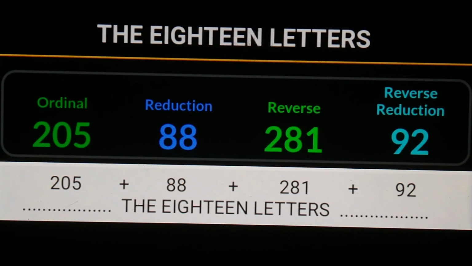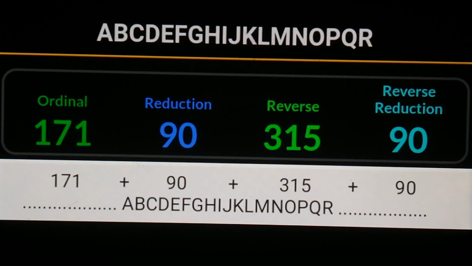Again, this has to do with the 18 letters, and spell that out in all the words there. Ordinal, that equals 205, reduction equals 88, reverse equals 281, reverse reduction equals 92. Add them together: 205 plus 88 plus 281 plus 92 gets you that 666. It's all because of the 18 letters. One I and one R.